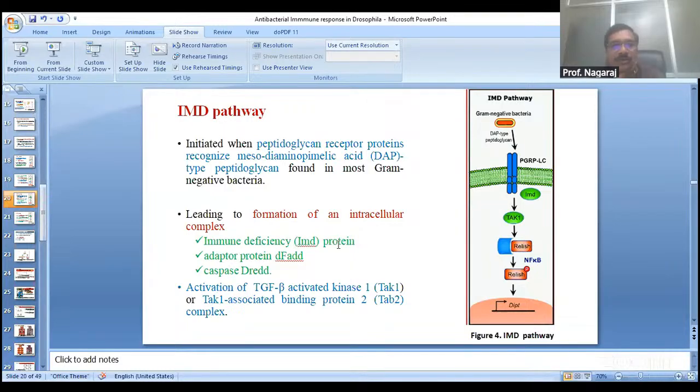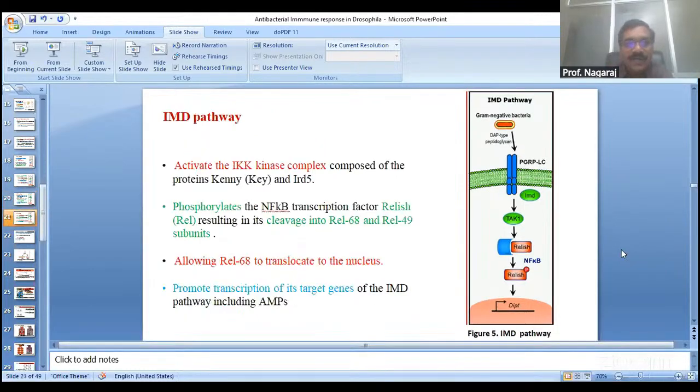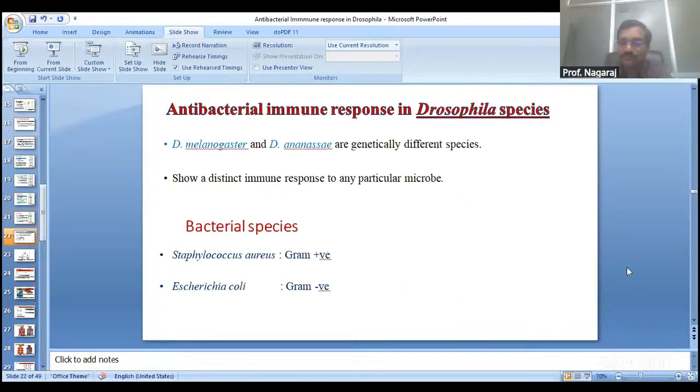That includes the IMD protein here, and then the adapter protein, DFADD, and so on. So this is how this IMD pathway gets activated. So finally this Relish, the protein called 68, will translocate to the nucleus, and it is a transcription factor which binds to the promoter of the gene diptericin and activates this pathway.